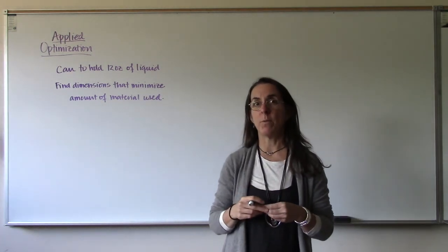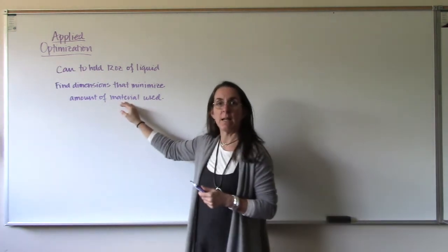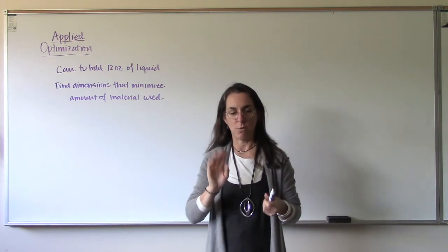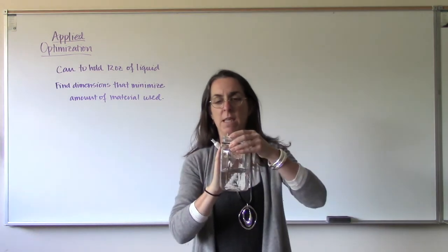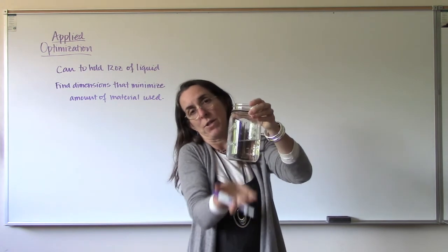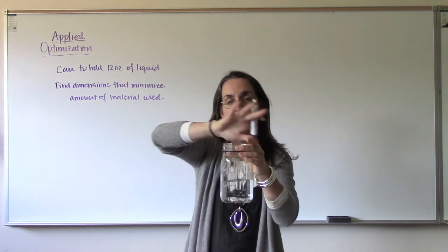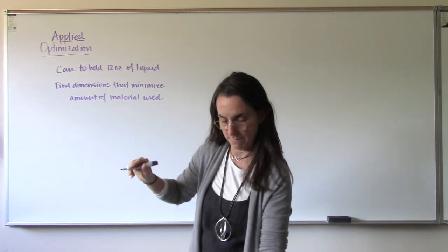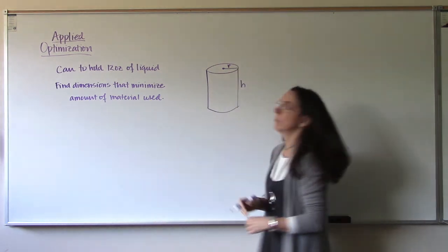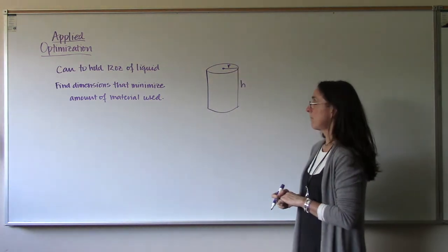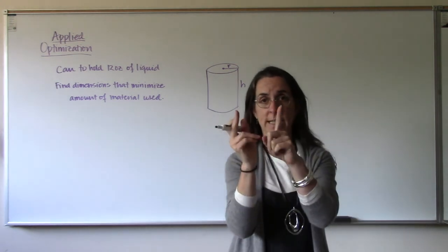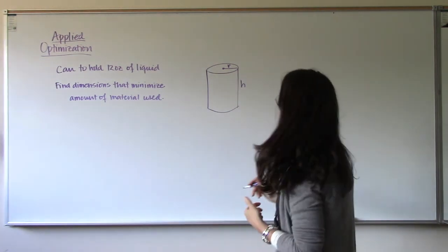And so another way to talk about this is to say that I want to minimize the surface area, right? So I'm talking about the aluminum that goes around the outside of the can, and then also the bottom of the can and the top of the can. So that's the surface area, okay? So we're talking about a cylinder, right? And a cylinder is determined entirely by its radius and its height, okay?